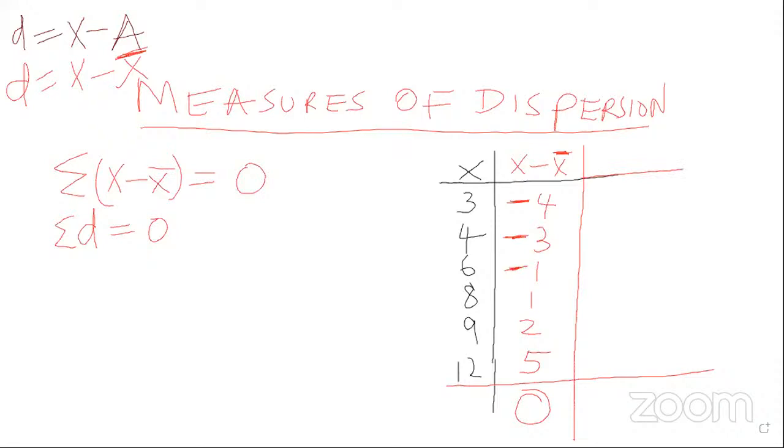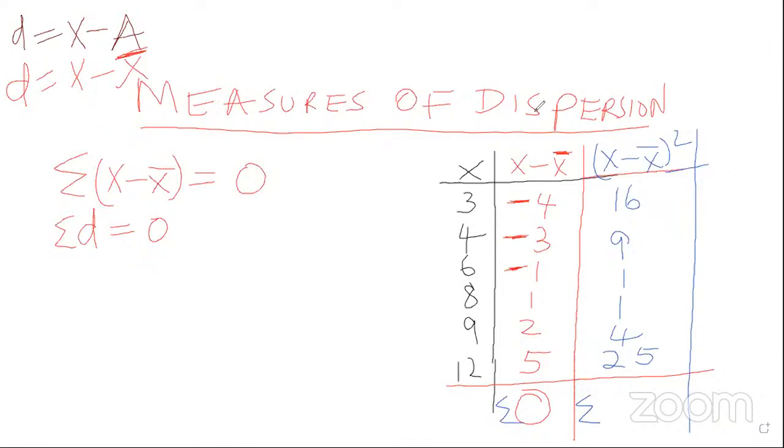What we are going to do now is square these deviations. X minus X bar, then I square it like that. I square those values. When we square, what are we going to get? 16, 9, 9, 1, 1, 4, 25. Now, can you give me the total?